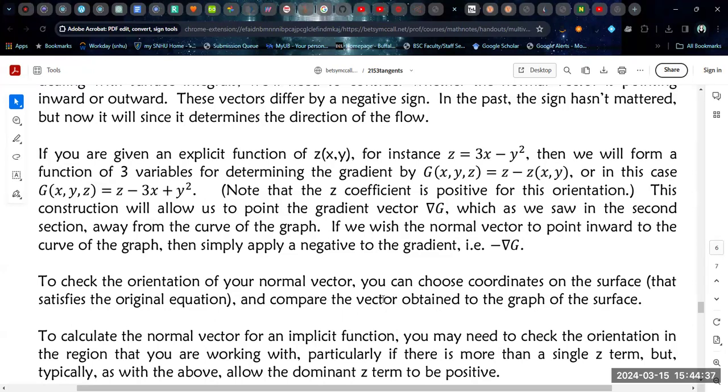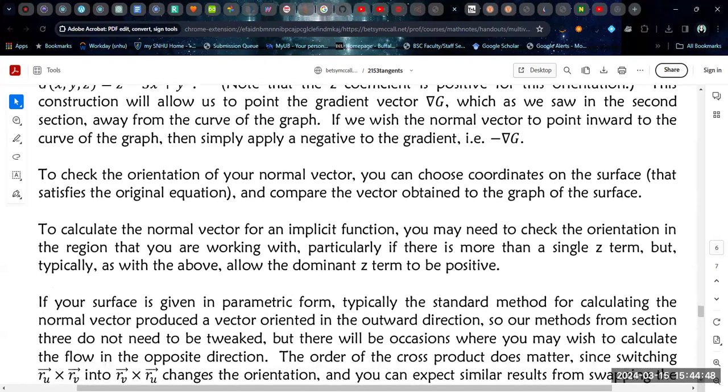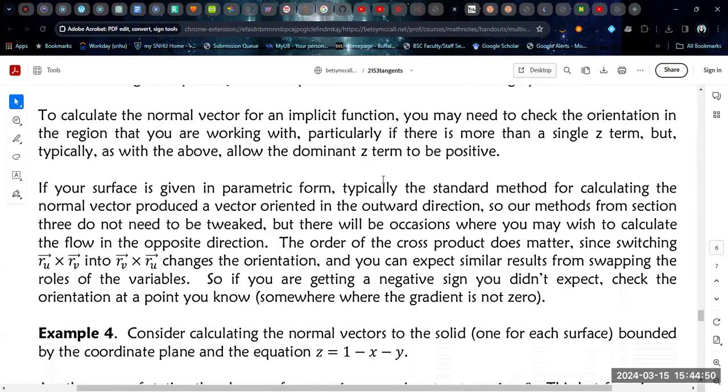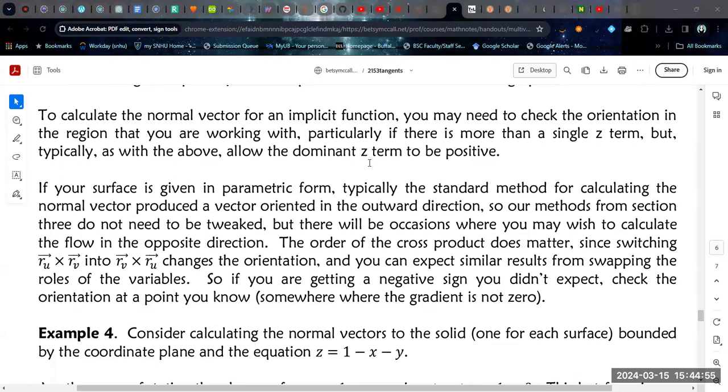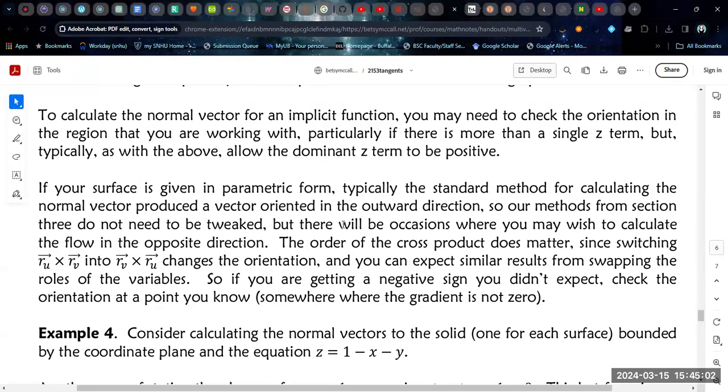Now, to check the orientation of your normal vector, you can choose coordinates on the surface that satisfy the original equation and compare the vector obtained to the graph of the surface. So to calculate the normal vector for an implicit function, you may need to check the orientation in the region that you are working with, particularly if there is more than a single z term. But typically, as with the above, allow the dominant z term to be positive, and in most cases it will work.